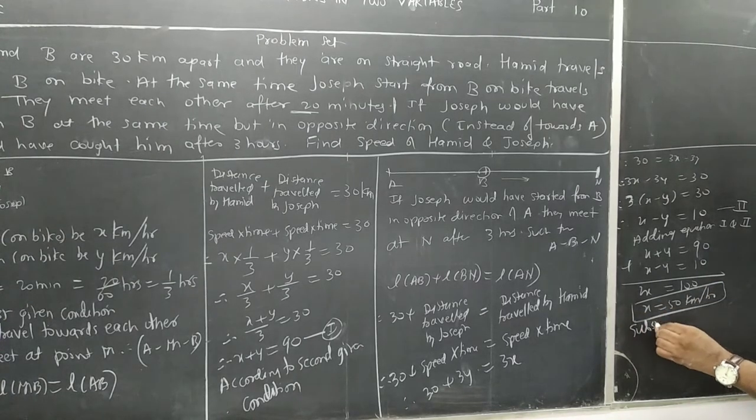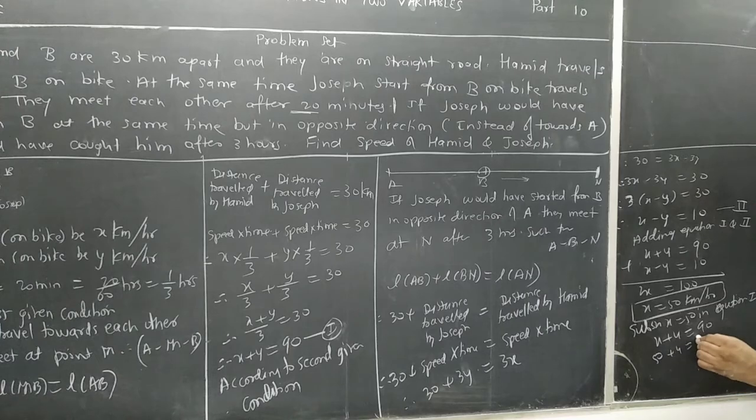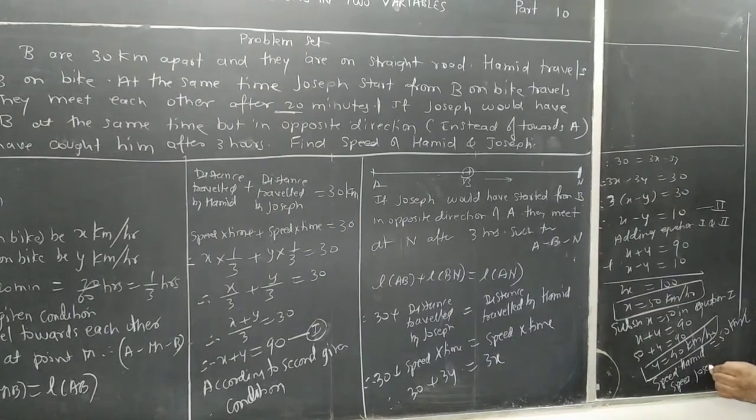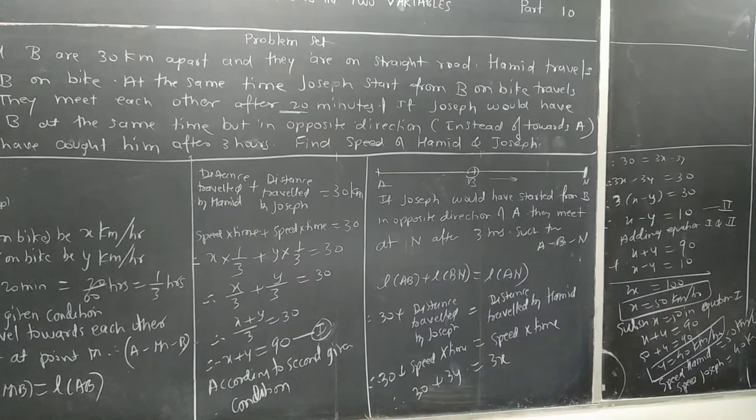Substitute x is equal to 50 in equation 1. X plus y is equal to 90. 50 plus y is equal to 90. Y is equal to 40 kilometer per hour. So what can I write? Speed of Hamid is how much? Speed of Hamid is 50 kilometer per hour, and speed of Joseph is 40 kilometer per hour.